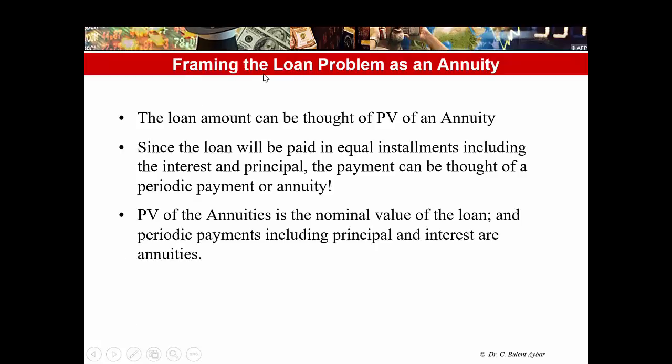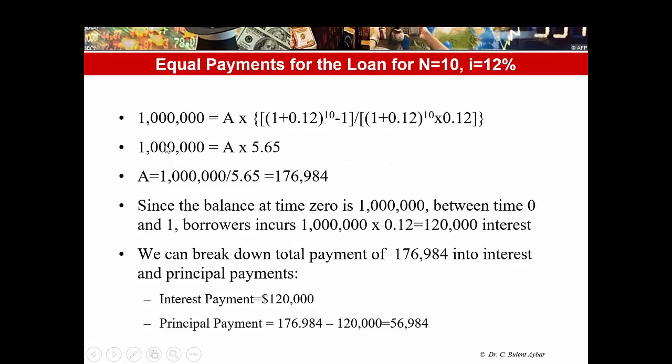So when we frame the loan problem as an annuity, the loan amount, as we mentioned, is equal to the present value of the annuity, and all of these equal installments will be the annuity. So the present value of the annuity is the nominal value of the loan, and the periodic payments, including principal and interest, are the annuities. So in our example, we have the present value of annuities as 1 million, which is equal to the nominal value of the loan that is borrowed by the company.